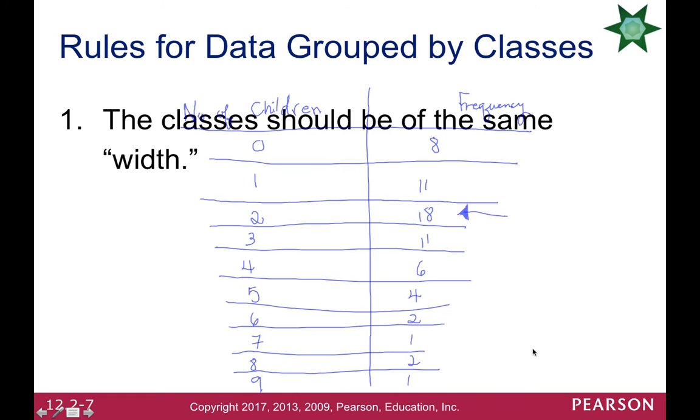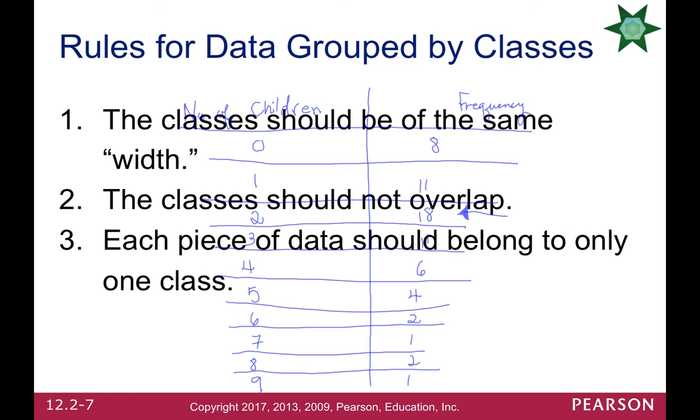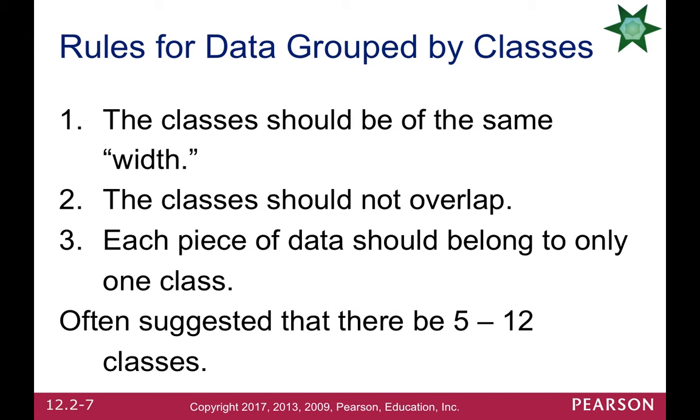Okay. So I accidentally wrote on this, so hold on one second. So the rules for data grouped by classes. If you want to group your frequency distribution by actual class widths, the class widths have to be the same size. And they can't overlap. And each piece of data should belong to only one class. Okay? And it's often suggested that there are 5 to 12 classes.